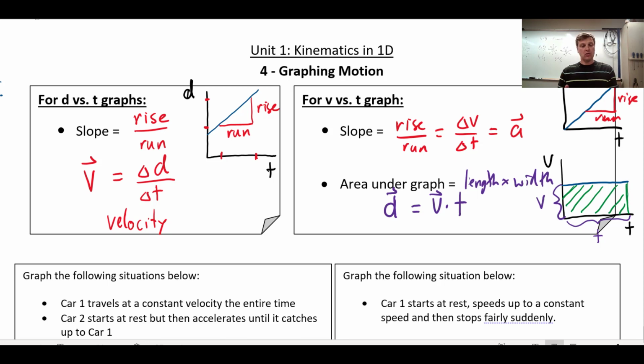So we've got three things to remember. To recap, for a d versus t graph, the slope of that graph tells you the velocity. For a v versus t graph, the slope of that graph tells you the acceleration. And for a v versus t graph, the area beneath the curve tells you the displacement of the object.